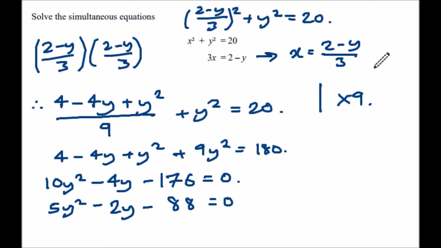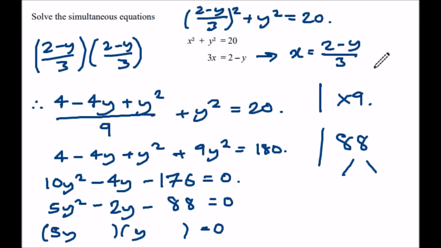Now lastly, to factorize this, we notice that 5y squared, 5 is prime, so it'll be 5 and 1. So as a double bracket, it will look something like this. So we're going to have 5y on this side and y here. So almost done, guys, almost done. Now we need two numbers that multiply to get 88. And we have to be very clever because whichever pair of numbers we choose, one of them needs to be multiplied by this 5 in order to get a difference between those two numbers of 2.